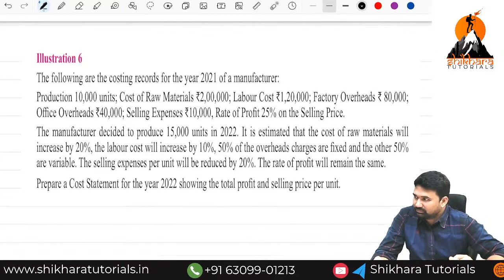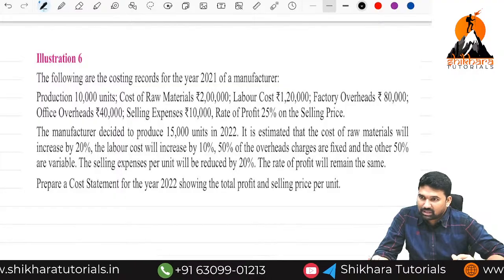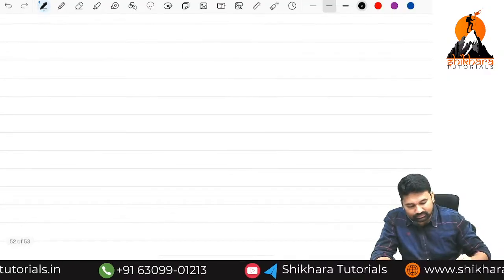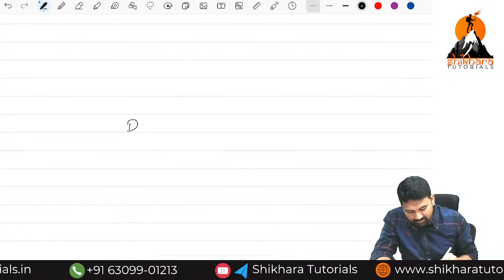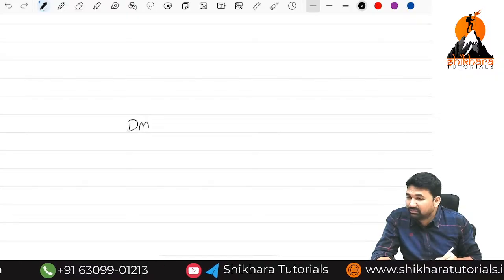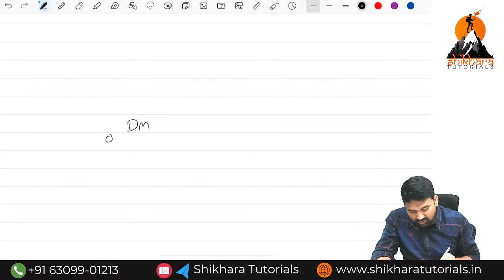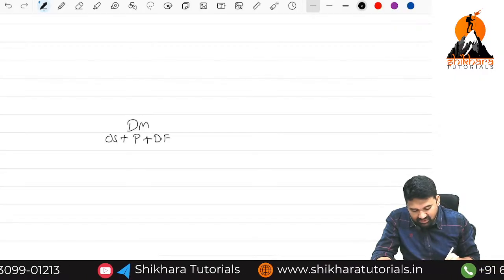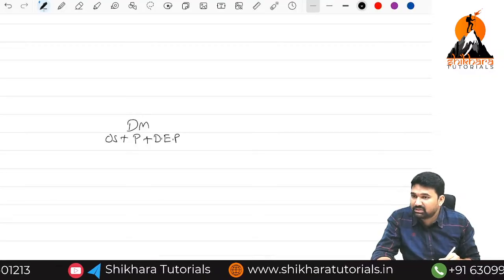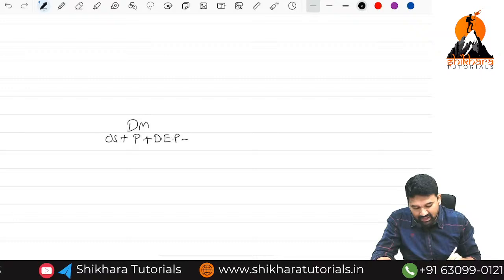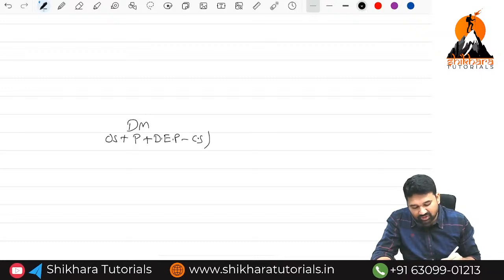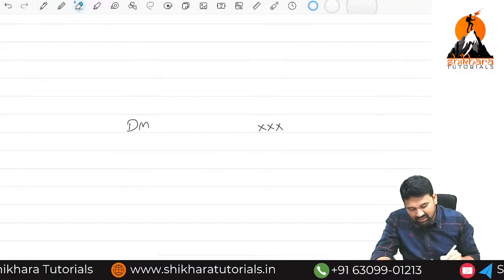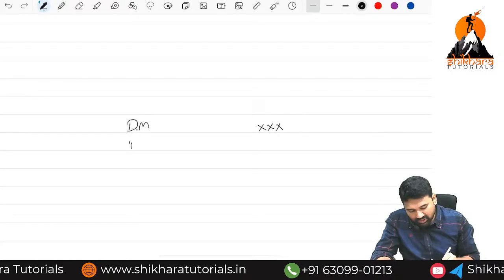Direct material, direct labor, direct expenses. So is there any formula for direct material? Yes. What is the formula? Opening stock of raw material plus purchases plus direct expenses related to purchase, for example carriage inward, minus closing stock, which gives rise to direct material consumption.